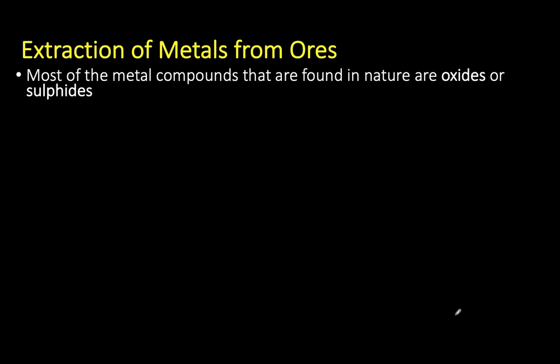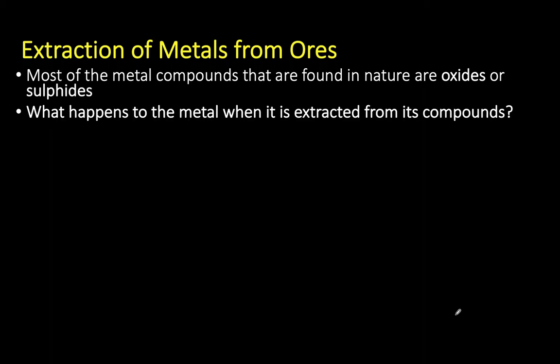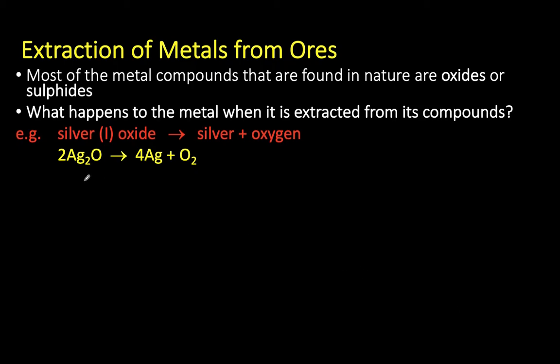So most metal compounds found in nature are oxides or sulfides. So those ores are either metals in a compound with oxygen or with sulfur. So what is actually happening to the metal when we extract from the compounds? So let's take silver oxide for example. Silver oxide is extracted or broken down to form silver and oxygen. We take the compound and we split it into the two elements that make it up. So as a balanced equation, that is 2Ag2O goes to 4 silver and 1 oxygen molecule.